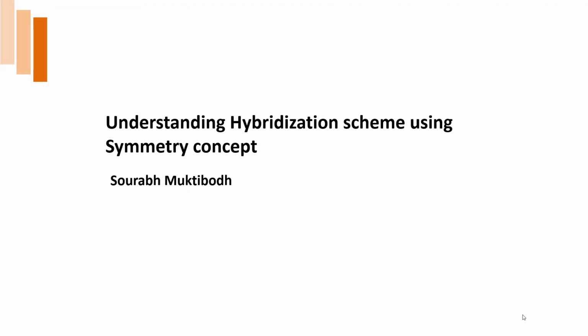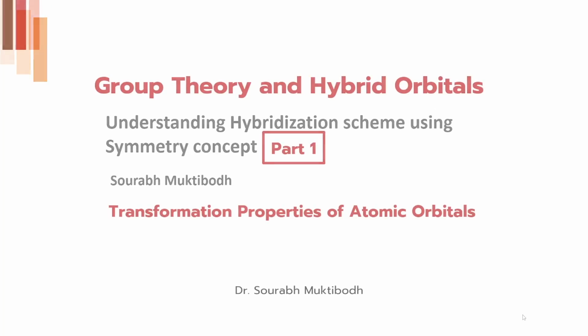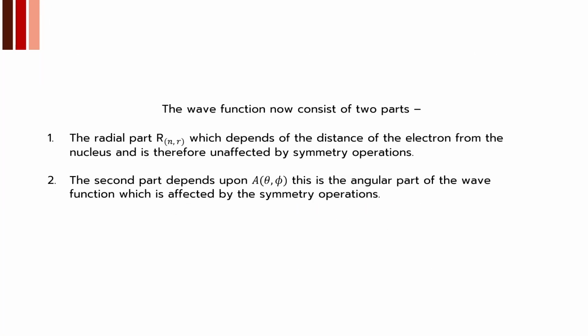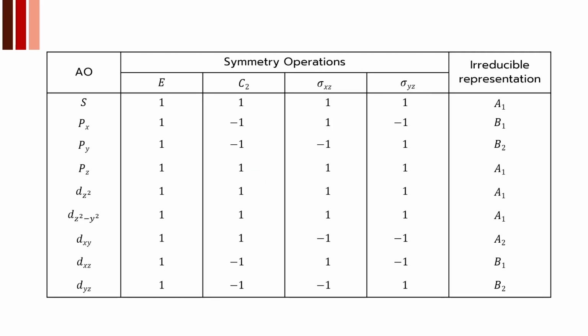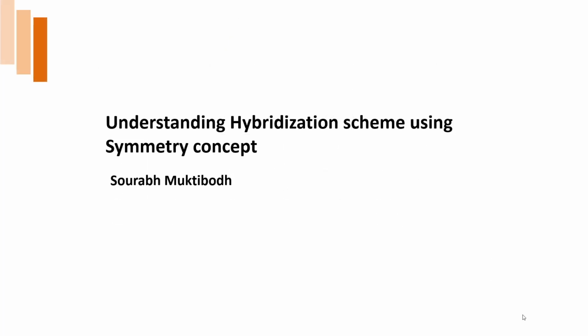Welcome to another video. This time we are using the symmetry concept for describing hybridization. In the earlier video, we discussed the transformation properties of atomic orbitals. In this video, we'll be talking about how we can decide the sigma bonding in terms of symmetry aspect. And for this, it becomes very important to understand how SALC, that is symmetry adapted linear combination of atomic orbitals, works.